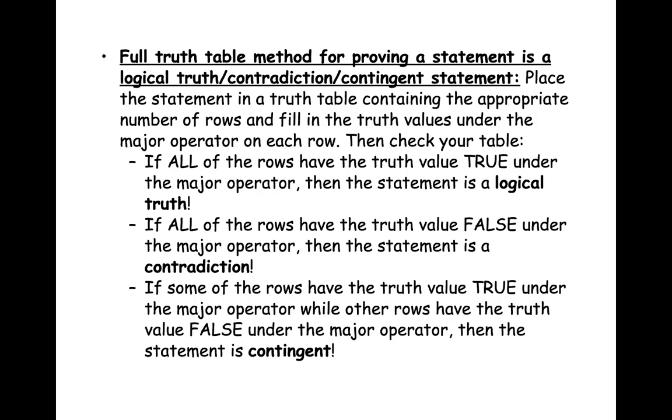However, if some of the rows of the truth table have the truth value true under the major operator, while other rows have the truth value false under the major operator, then the statement is contingent. It's sometimes true and sometimes false.